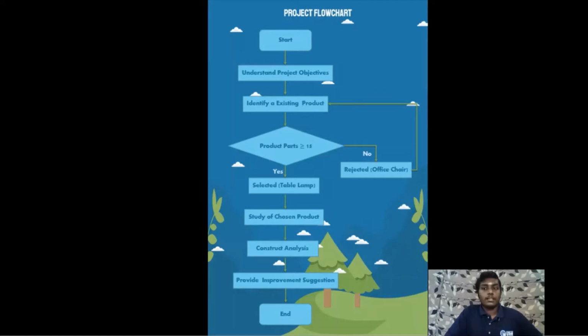Then we studied the chosen table lamp by identifying the sustainability principles that can be related to our project. Next, we conducted analysis by completing the life cycle assessment, eco-design web, and eco-indicator. Finally, we discussed the results and provided suggestions to improve the sustainability of our table lamp product.